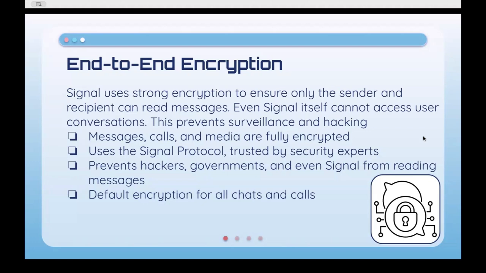This means no third-party source, such as anyone on the Signal team, can read your conversations. And this is really good because it gives you a strong sense of security whenever you text or type something. And to add on to this, messages, calls, and media are fully encrypted. It uses the Signal protocol, which is a trusted platform by security experts. It can prevent hackers, governments, and even Signal itself from reading messages. And it includes default encryption for all chats as well as calls.